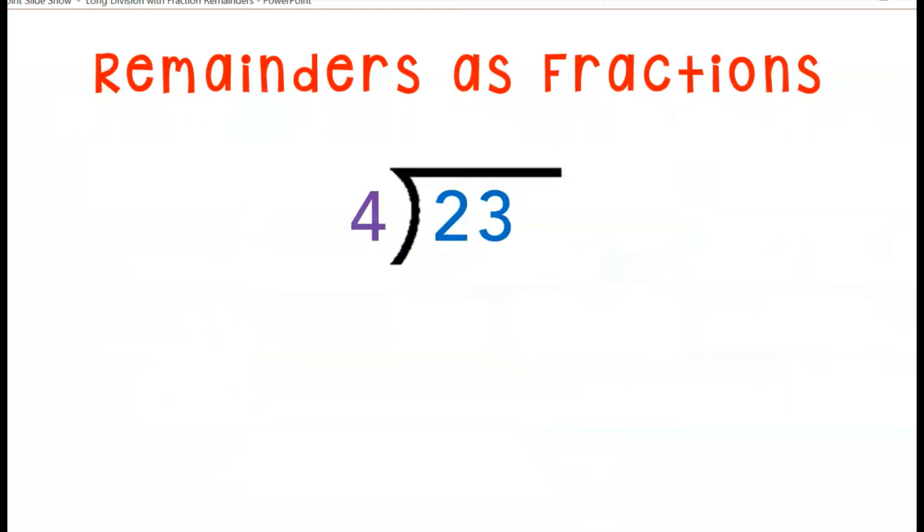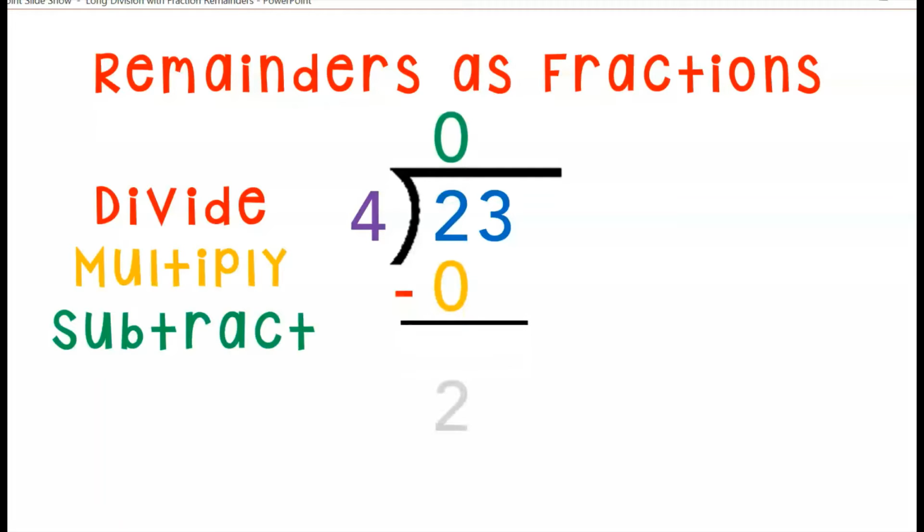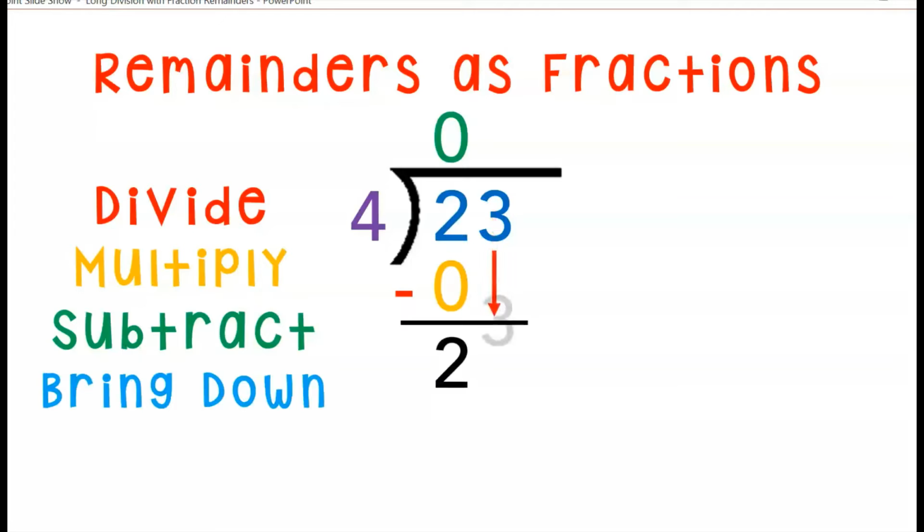Let's try it again. This time it's 23 divided by 4. 4 into 2. We divide first. Does 4 go into 2? Goes in 0 times. 0 times 4, that's the multiplication step, equals 0. Then we subtract. 2 minus 0 is 2. And then we bring down the next number, which is the 3. And then we repeat the process.